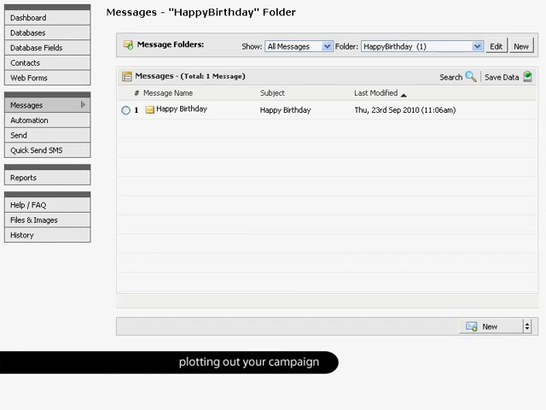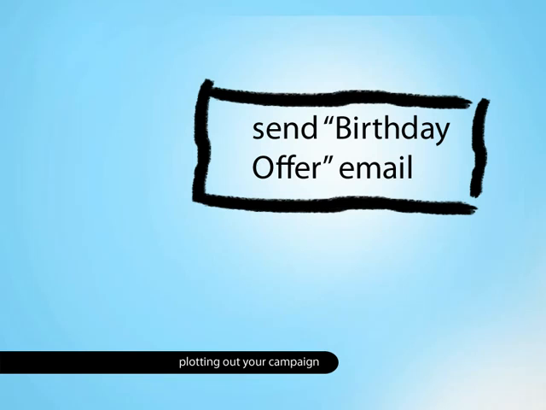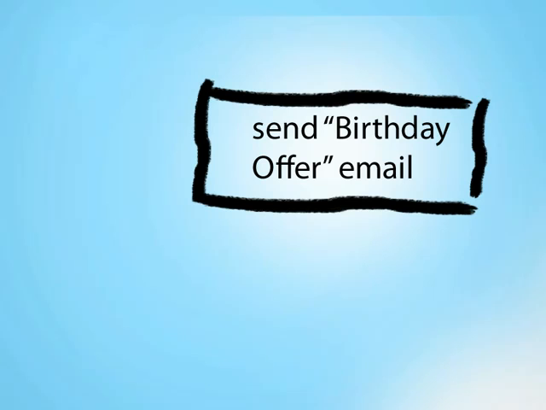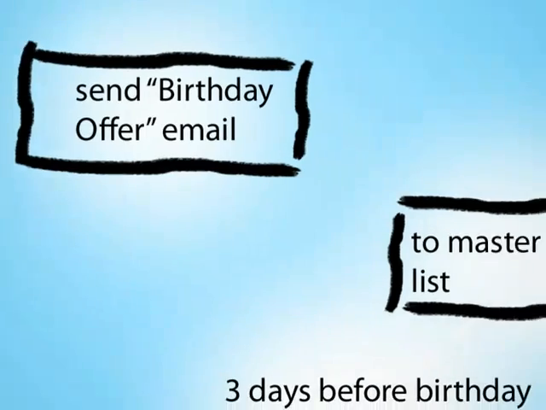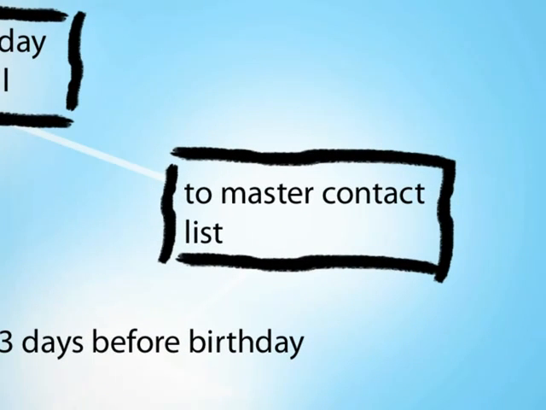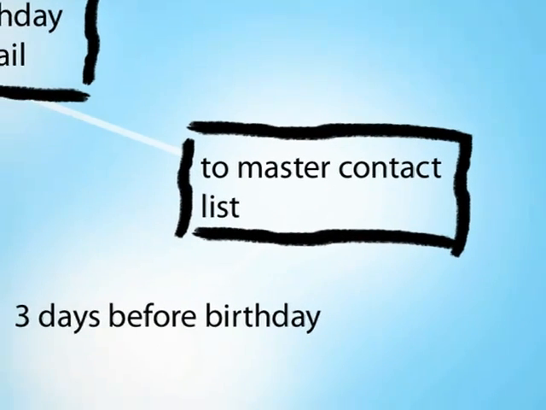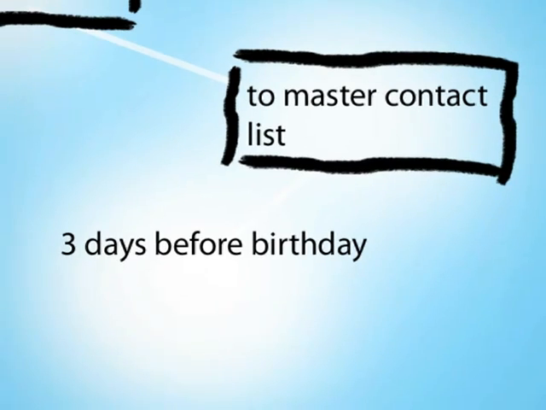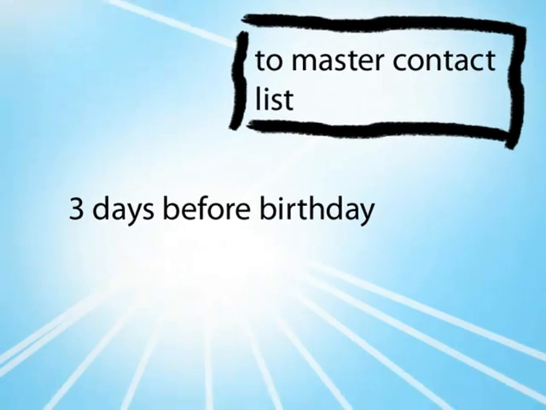The best place to start is to take a pen and some paper. Now plot out what's going to happen and when. So, just say we want to send a birthday offer email, which will be an email with a voucher attached. I want to set this campaign up so my whole database gets it. And let's say I want to send this voucher 3 days before their birthday, so they get the voucher in time to use it on their birthday.